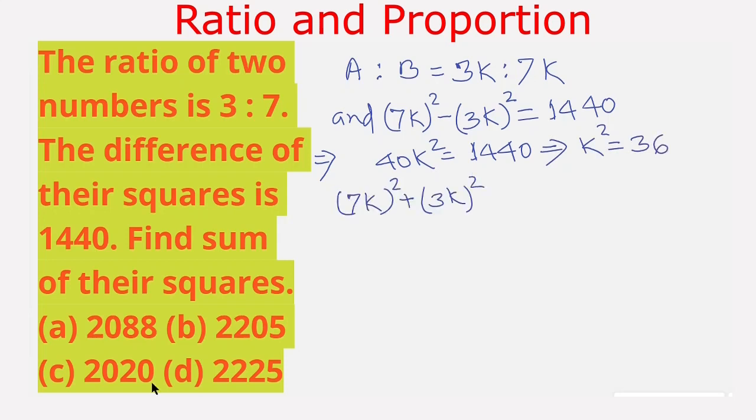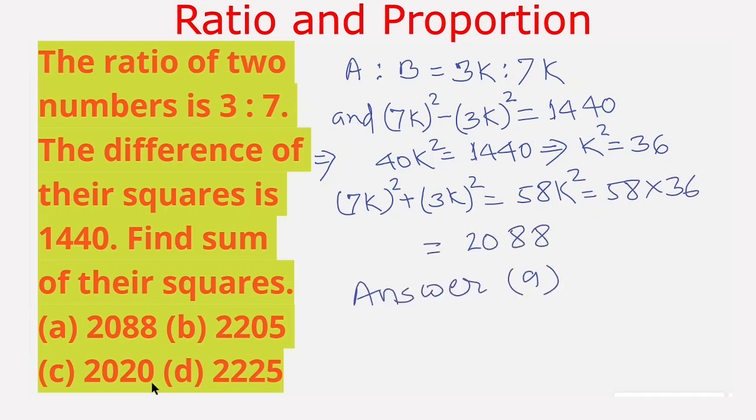Now we have to find the value of 7k whole squared plus 3k whole squared. This is equal to 49k squared plus 9k squared, which is 58k squared. And if we put the value of k squared, we get 58 multiplied by 36, and this gives us 2088. And from the given options, our answer is option A. We go to the next question.